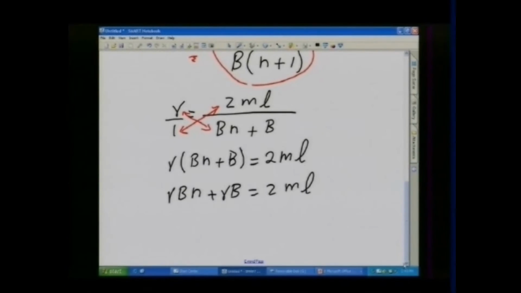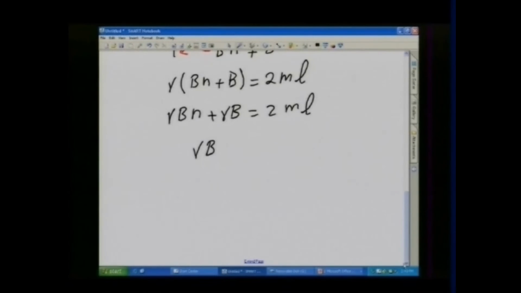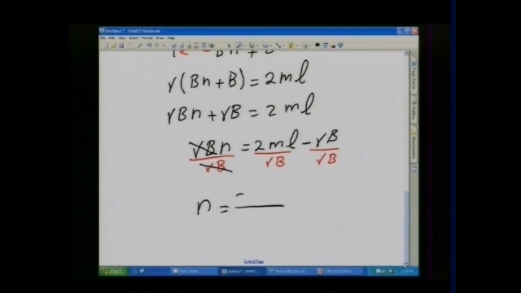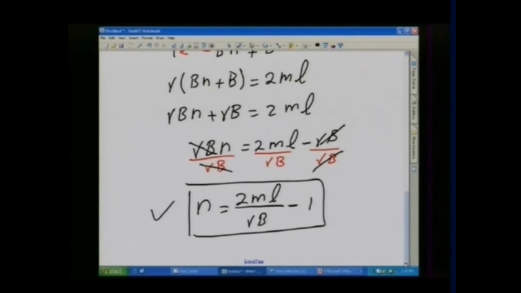Now I keep the term with n on the left-hand side, which is rbn, and move everything to the right-hand side: 2ml minus rb. Now I divide both sides by the coefficient of n, which is rb. Everything divided by rb. So when you do that, this rb and this rb would cancel. So you would have n equal to 2ml divided by rb minus, and this rb would cancel, so it would be minus 1. This is what it means by solving for n.